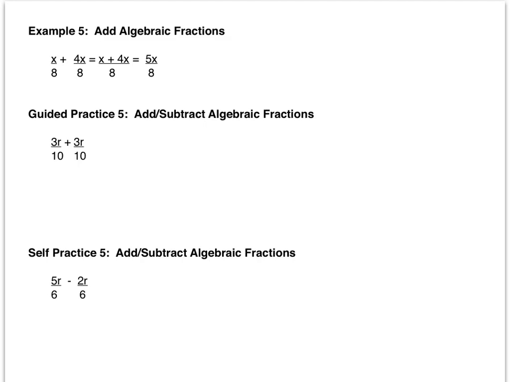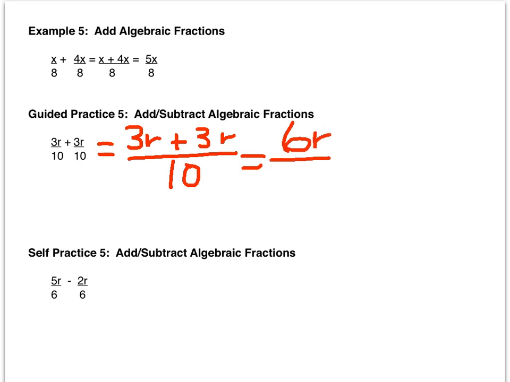In guided practice 5, we have 3r over 10 plus 3r over 10. So we'll add 3r plus 3r, and it remains over 10 as the denominator. So we get 6r over 10. This isn't simplified because I can simplify 6 over 10 by dividing both by 2, and I get 3r over 5. Now you try one. In self-practice 5, subtract 5r over 6 minus 2r over 6.